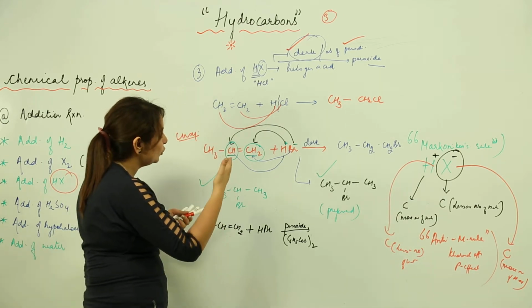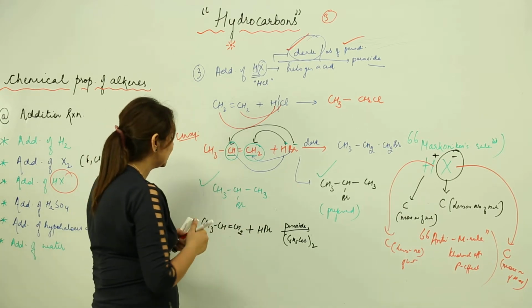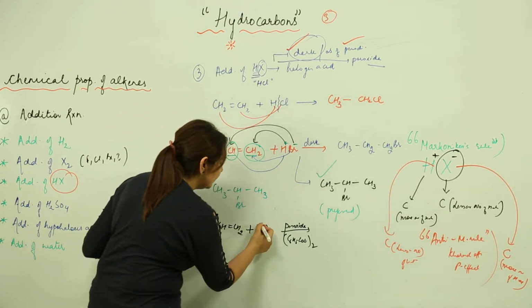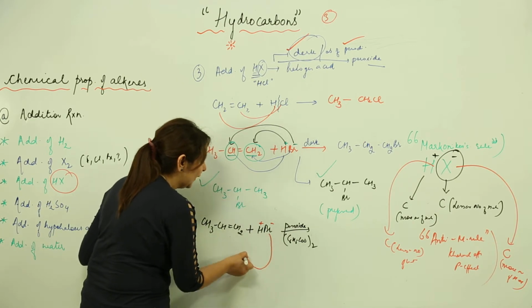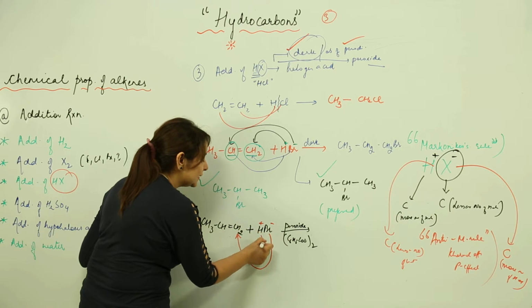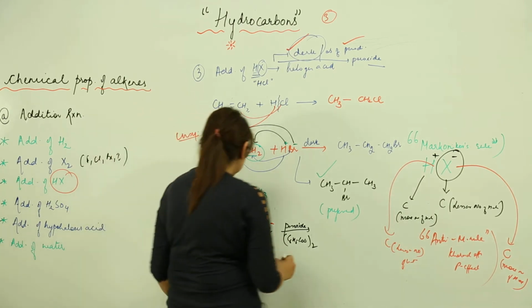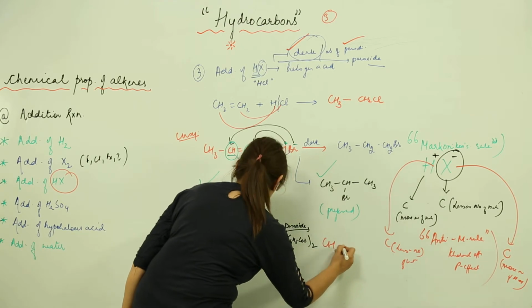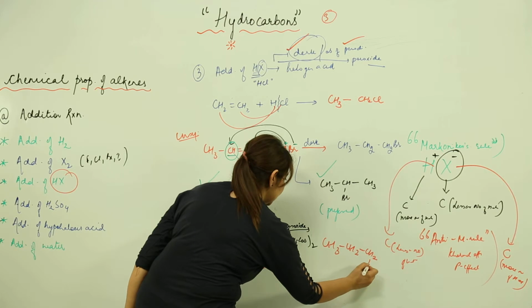So if you see a question like this, when you are adding HBr in the presence of peroxide, what happens? The negative part attaches to the carbon atom which bears more hydrogen atoms, that means to this one, and the hydrogen attaches to the carbon atom which bears fewer hydrogen atoms. As a result, we get CH3, CH2, the bond becomes single, and this is CH2Br.